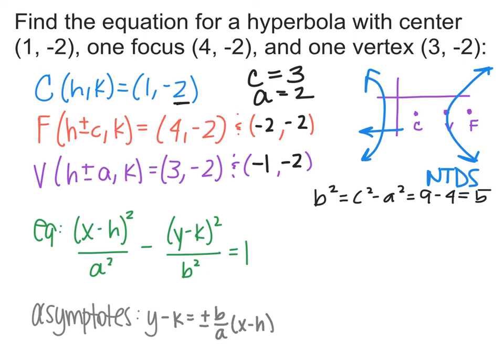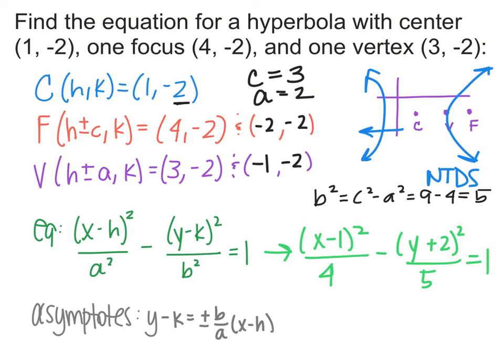And I'm going to use that to write out my equation. So x minus h squared all over a squared, which is 4, minus y plus 2 squared all over b squared, which is 5, equals 1. So now I'm going to use that b value to write out my asymptotes.